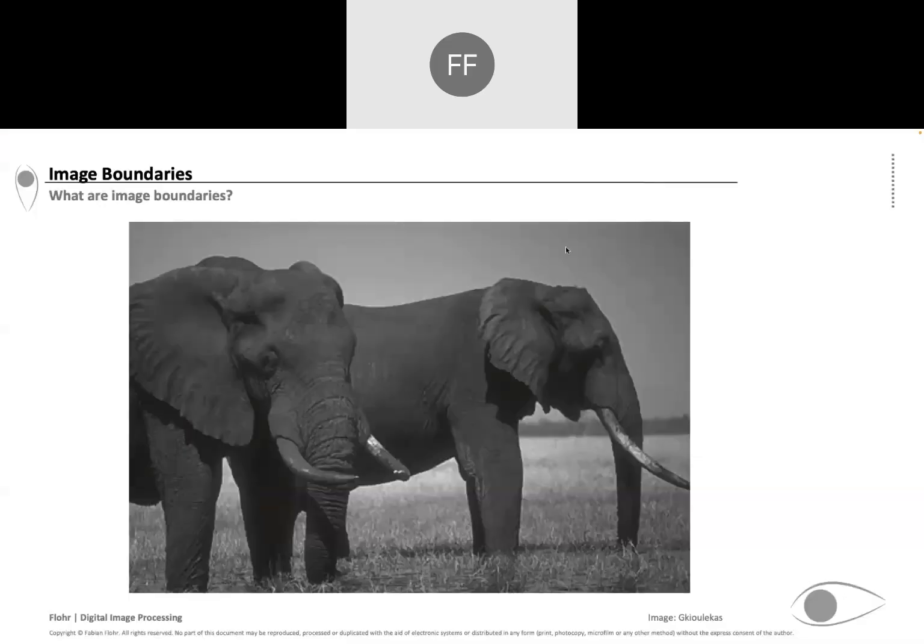Okay, let's go. So let's start with looking at this elephant image. Is it clearly visible for you, or should I make it a bit darker here? Is it okay for you? Yeah. So you see two elephants here. If I now give you the task to extract the boundaries of those objects, what would you say? Where are the boundaries in the image? How would you describe the parts of the image which you would decide this is a boundary and this is not a boundary?